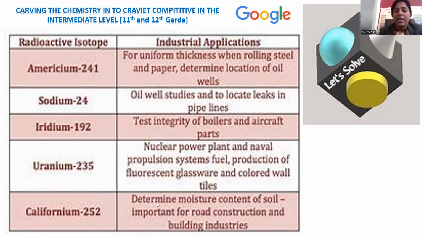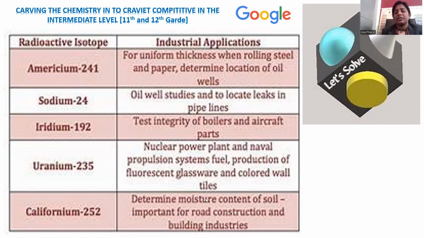Californium 252. Determine moisture content of the soil. Soil moisture content is most important to determine. Why? Because soil is able to percolate a certain amount of water. A certain amount of water can be stored inside the soil, which is called groundwater. How much moisture is there, we can analyze by means of this californium 252.